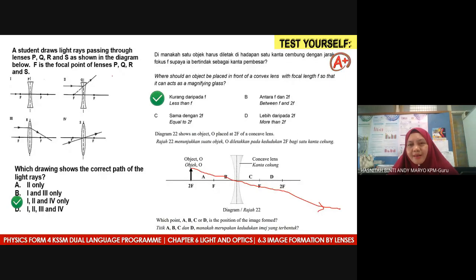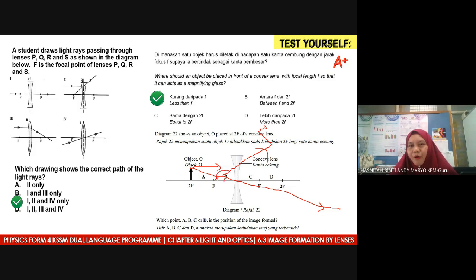Then the second rule. How to draw the second rule? From the object, we draw a light ray parallel to the principal axis. Remember, this is concave. So what happened? It will diverge out, from the focal point. Diverge here. So this is where our image forms.